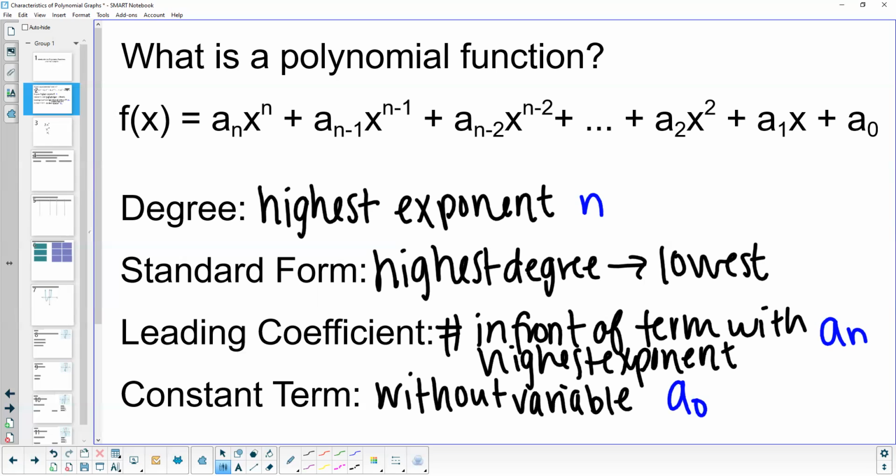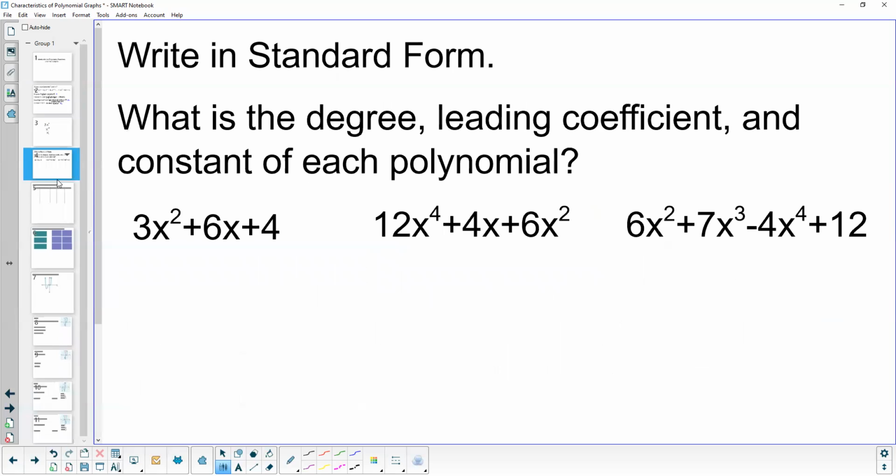So let's take a look at a couple of examples and identify each of these different parts. So let's start by writing these in standard form and then identifying the degree, leading coefficient, and constant of each polynomial. So this first one is already in standard form. So we want to find the degree, which is the highest exponent of 2, the leading coefficient, which is the one in front of that, which is 3, and our constant in this case is going to be 4.